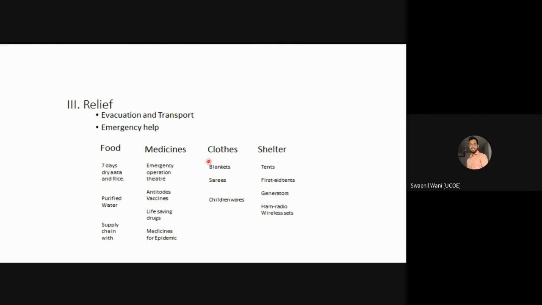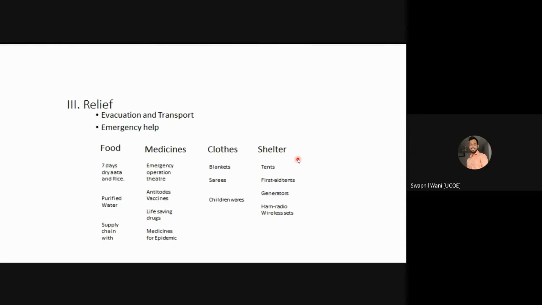Clothes in the form of blankets, saris, and children's wear should be provided. So many times, as we know, we donate such clothes so that they will benefit those who are affected by any type of disaster. You should go and donate. It is not necessary that you donate money only. You can donate food, you can donate medicines, you can donate clothes also.